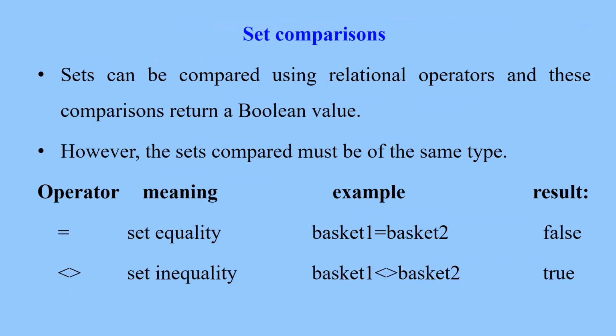Then this other one, you are comparing basket 1 with basket 2. This statement is saying that the members of basket 1 are not equal to the members of basket 2. So the set called basket 1 is not equal to the set called basket 2. That is true.